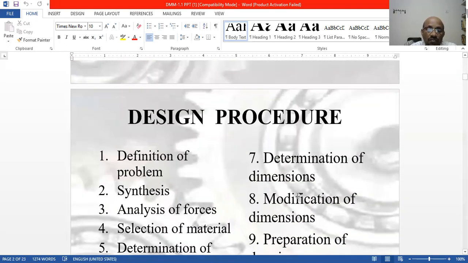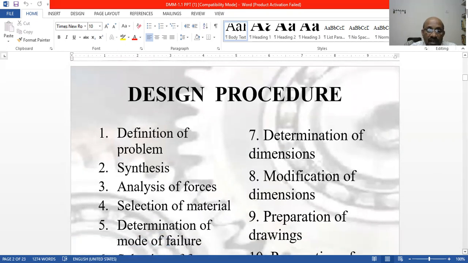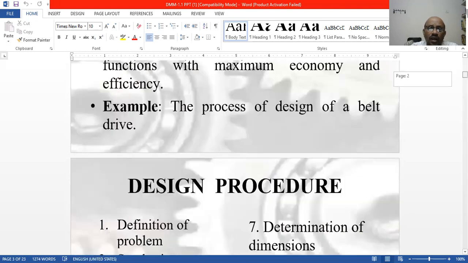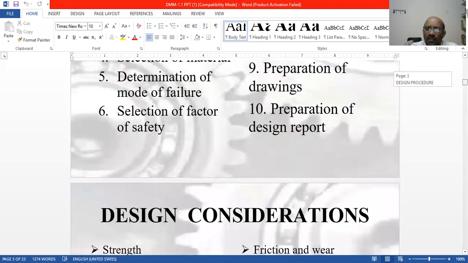So the first one is the definition of the problem. Next is synthesis. Another is analysis of forces and selection of material. Then determination of mode of failure, selection of factor of safety, determination of dimensions, modification of dimensions, preparation of drawings, and preparation of the design report. You have to go through all the things. Finally, you should submit the design report to the concerned authorities. So this is the basic design procedure for just starting whenever you are going for it.